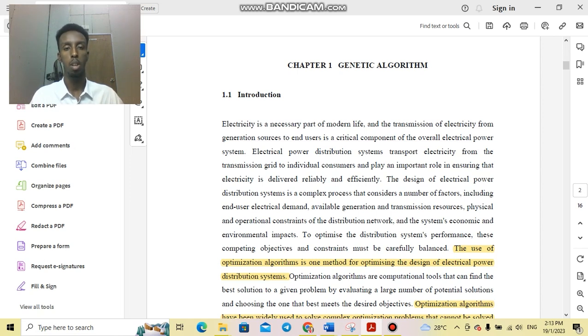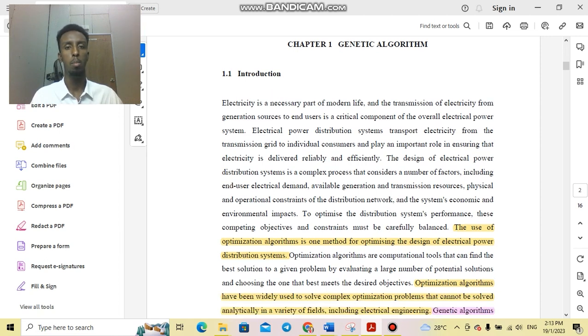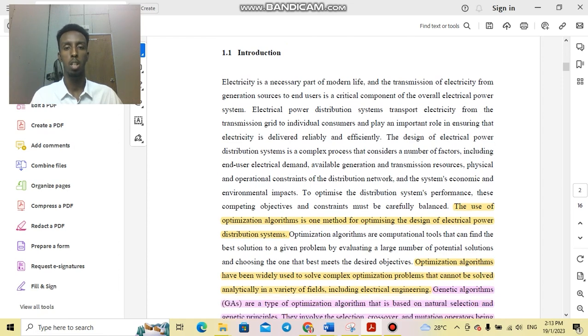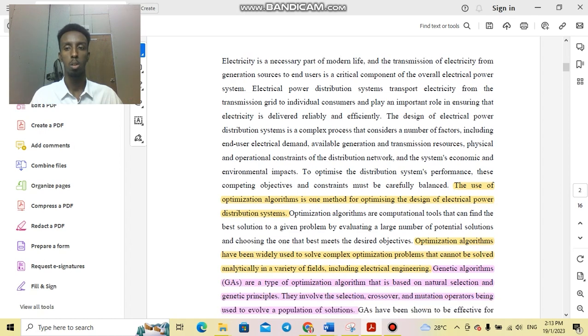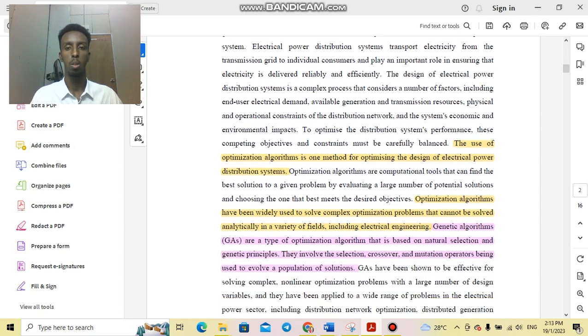So, as we know, electricity is a necessary part of modern life, and transmission of electricity from generation source to end users is a critical component of the overall electrical power system. So this part is talking about the introduction of our project, but I will be more specific. So I will present the more important points like this one.